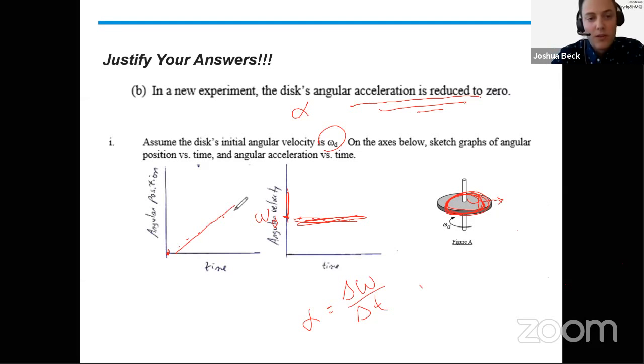Now, with all of our position time graphs, the slope here is going to be the change in position over the change in time. In this case, it's a change in angular position or an angular displacement over time, and that's going to give us our angular velocity. That's not 0, but it is constant. So the slope here is going to equal that constant velocity that we were given in the problem.